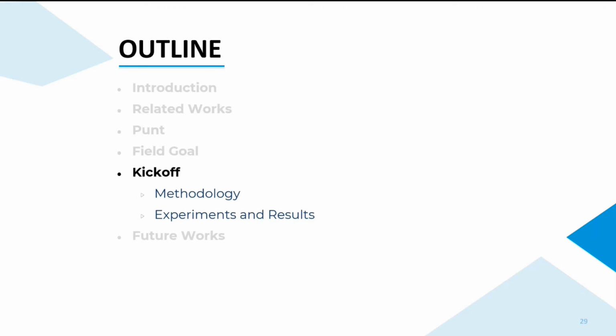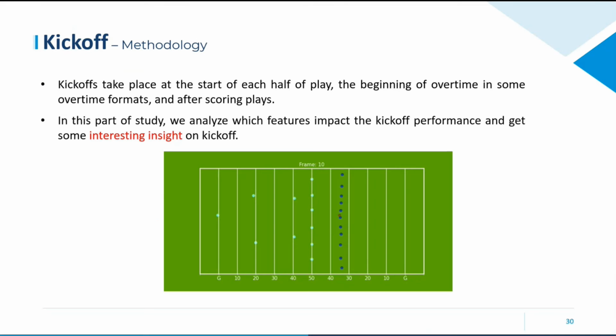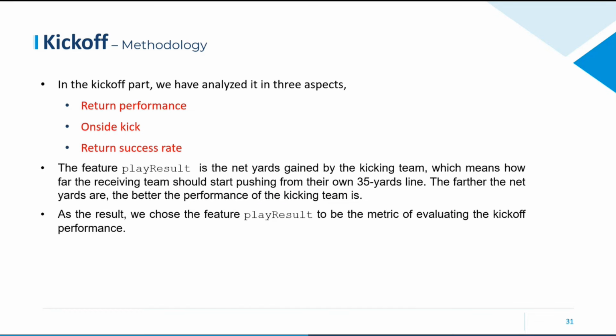The last special teams play we analyze is kickoff. In this part of the study, we analyze which features impact kickoff performance. We analyze kickoff in 3 aspects: return performance, onside kick, and return success rate, which have significant impact on kickoff. The feature play result is the net yard gain by the kicking team, which means how far the receiving team should start pushing from their own 35-yard line. The further the net yards are, the better the performance of the kicking team is. As a result, we choose the play result to be the metric for evaluating kickoff performance.